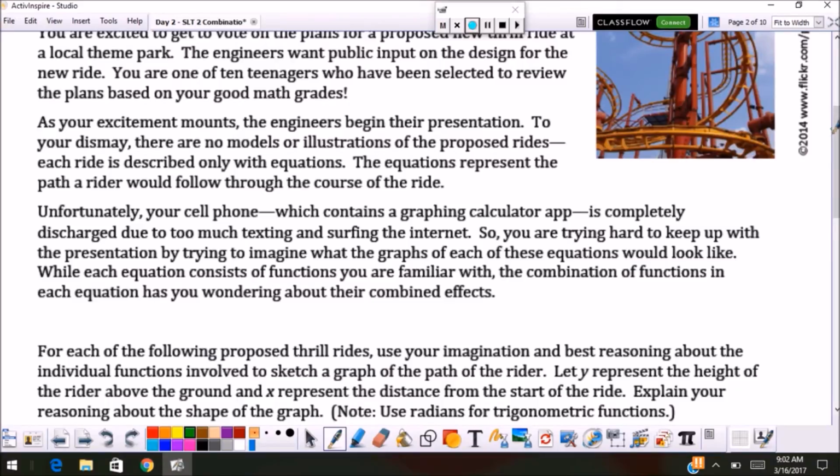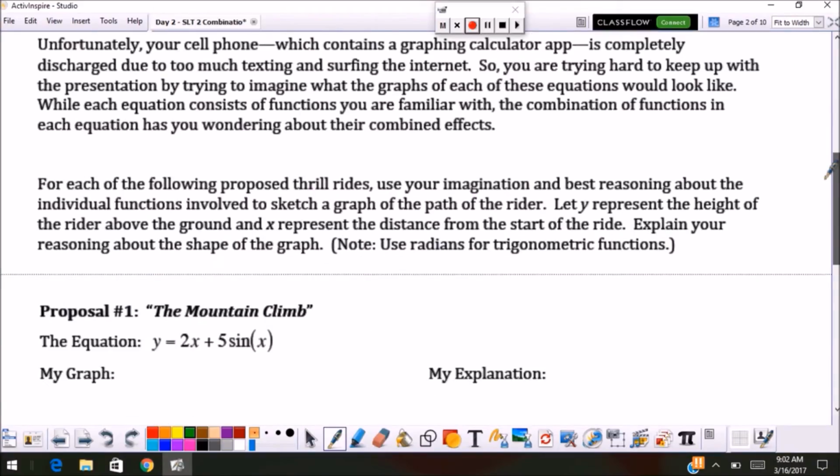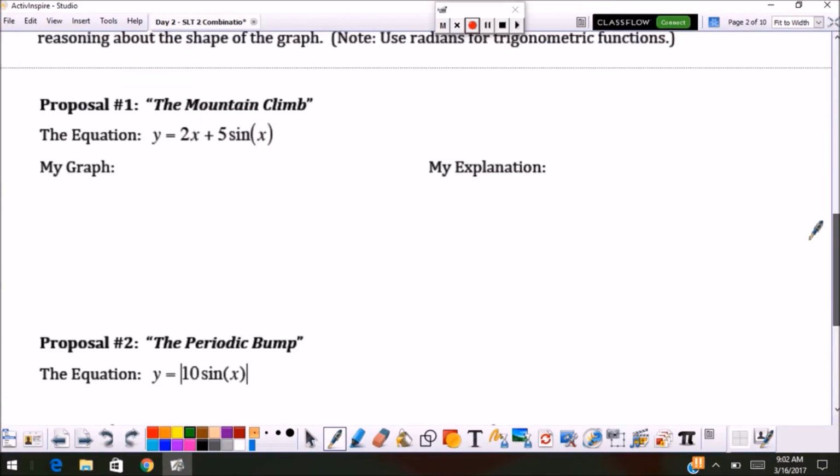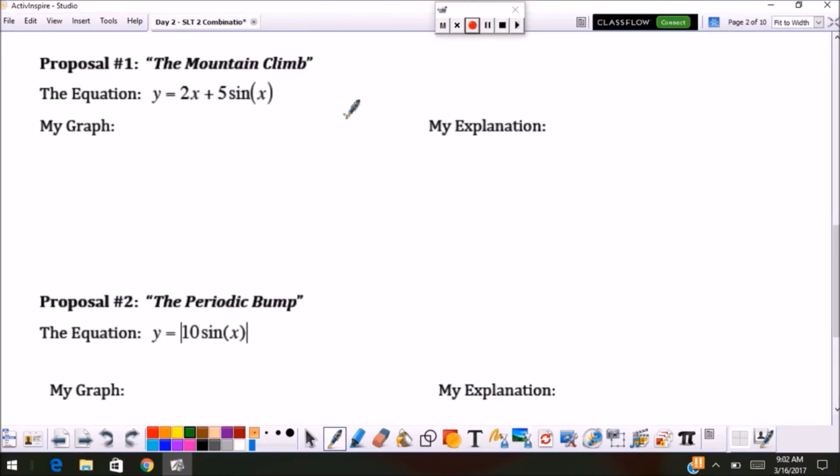Okay, so we have a set of equations here, and what we're going to do is combine two functions. The first roller coaster we're looking at is called the mountain climb. I will give you the hint that the name of these roller coasters is going to give you an idea of what they are going to look like.